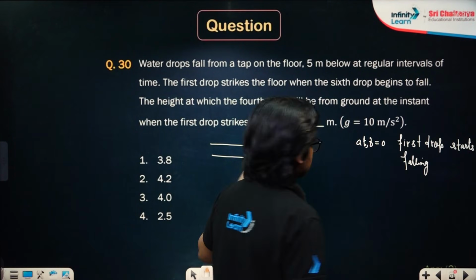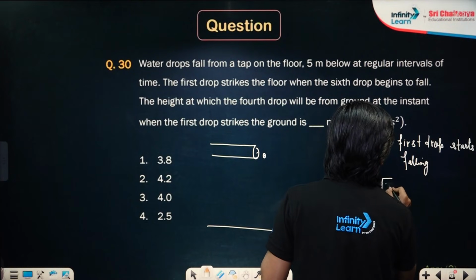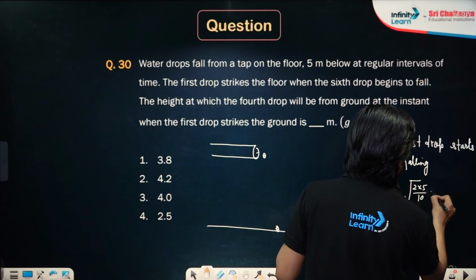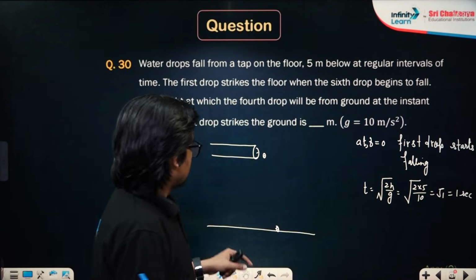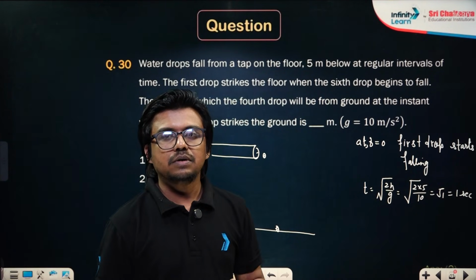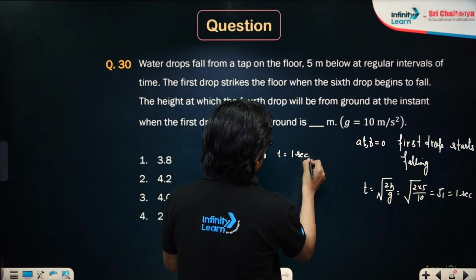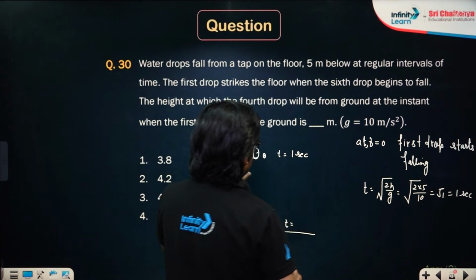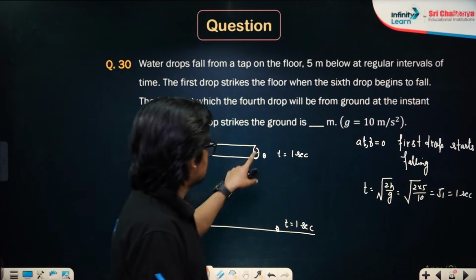Time of fall, because it is falling from a 5 meter height, is equal to square root of 2h by g, which is square root of 2 into 5 divided by 10. It is square root of 1, or 1 second. So after 1 second, from t equal to 0, the first drop reaches the ground. You can see that the sixth one is emerging from the pipe at t equal to 1 second. At t equal to 1 second, the first drop is reaching the ground while the sixth is emerging.